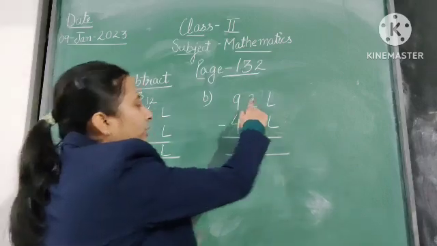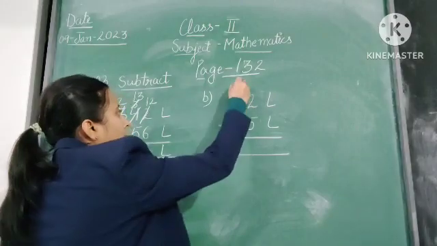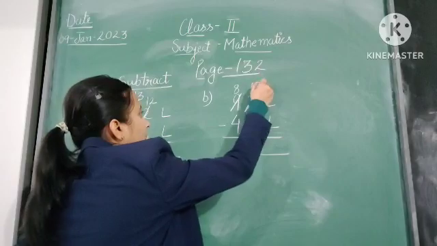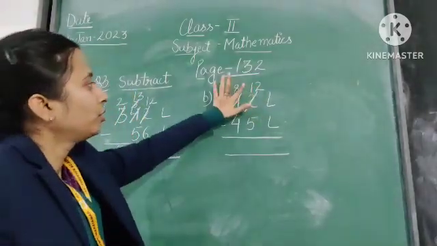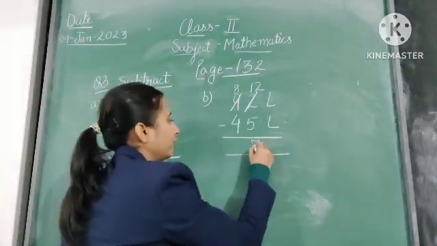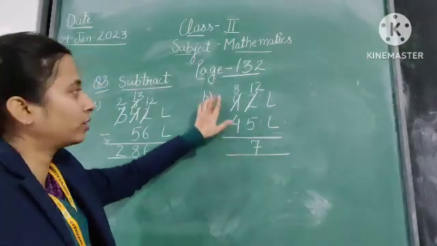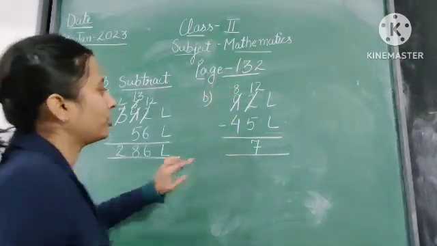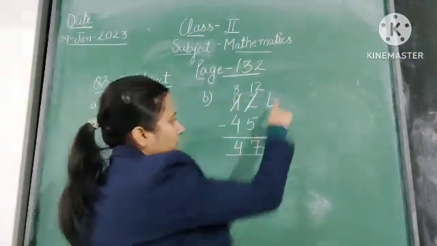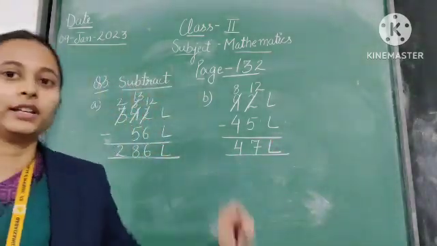So 2 will go to what? 2 will go to 9, the number on the left. So 9 will become 8 and 2 on gaining a 10 will become 12. Here 12 minus 5. If we do 12 minus 5, we get 7. And 8 minus 4. Now 8 minus 4 is possible because 8 is the larger number and 4 is the smaller number. So if we do 8 minus 4, we get 4 again. We will write the unit now, liters. The answer we get is 47 liters.